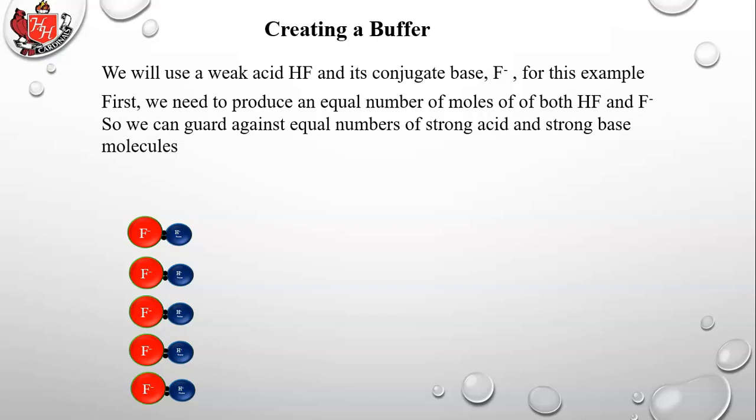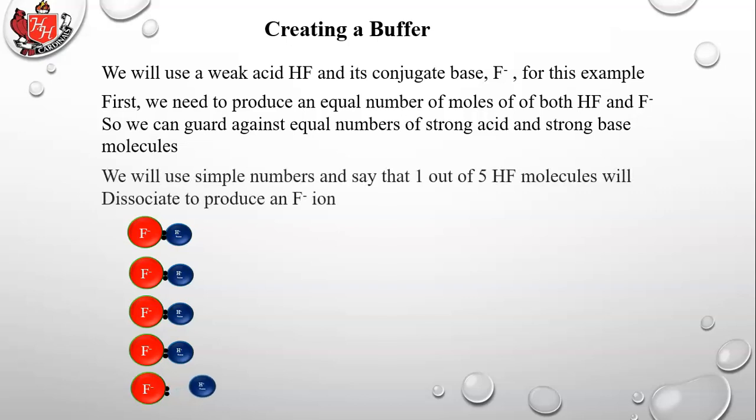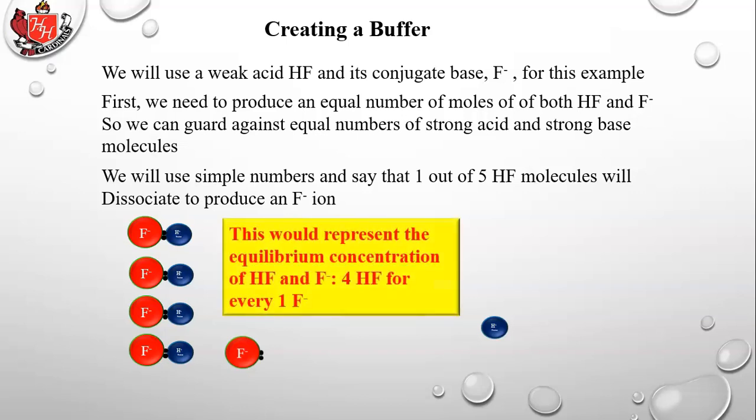So first we need to produce an equal number of moles of hydrofluoric acid and the fluoride ion so we can guard against equal numbers of strong acid and strong base molecules. So we will use simple numbers to say that 1 out of 5 hydrofluoric acid molecules will dissociate to produce a fluoride ion. So now you have 4 hydrofluoric acids and 1 fluoride ion. This would represent the equilibrium concentration of hydrofluoric acid and fluoride, 4 HF for every 1 fluoride ion.